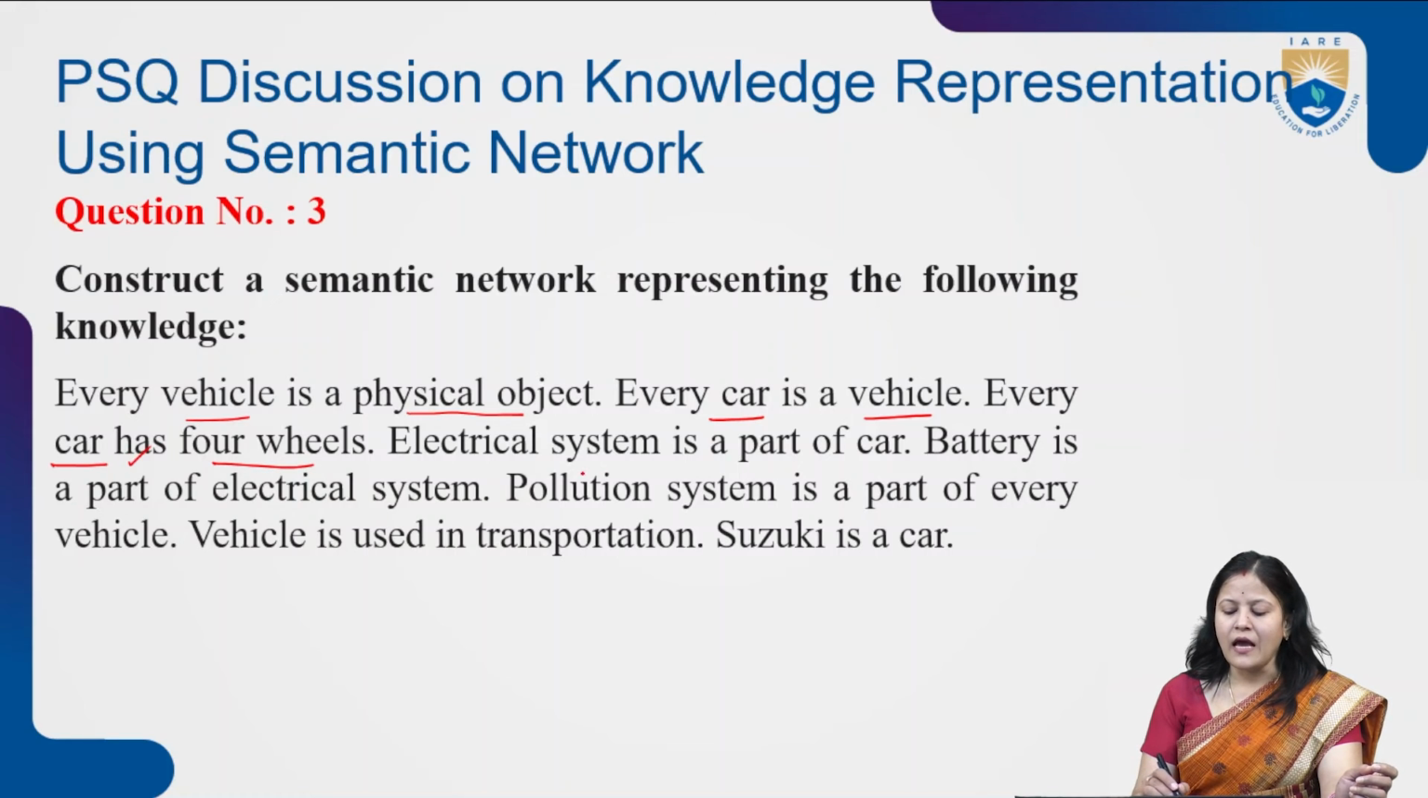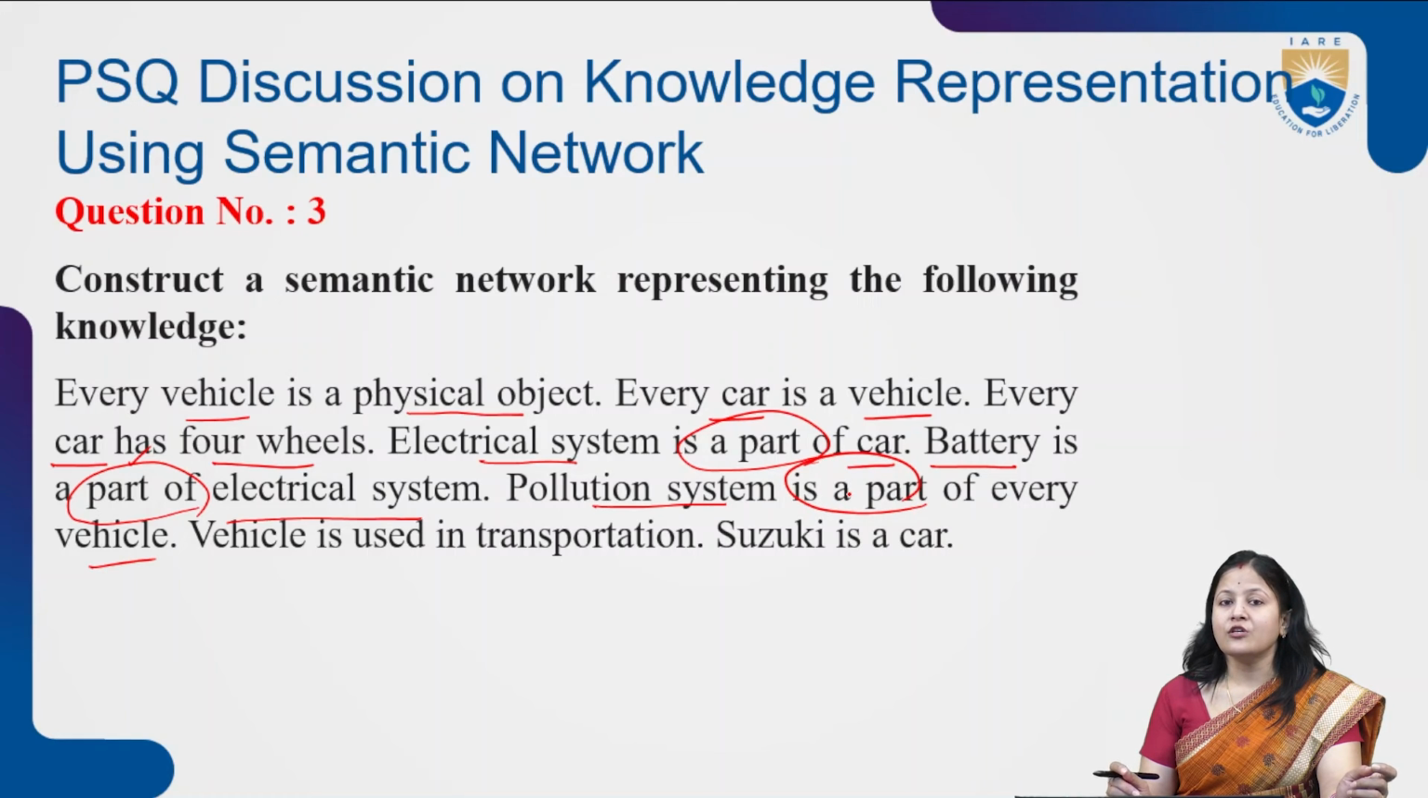Relation is has. Electrical system is a part of car. So electrical system is another class. Car is class, is part of, this is the relation here. Battery is a part of electrical system. So battery is a class, electrical system is a class, and is part of is the relation. Pollution system is a part of every vehicle. So pollution system is a class, and vehicle is also a class, is part of is the relation.